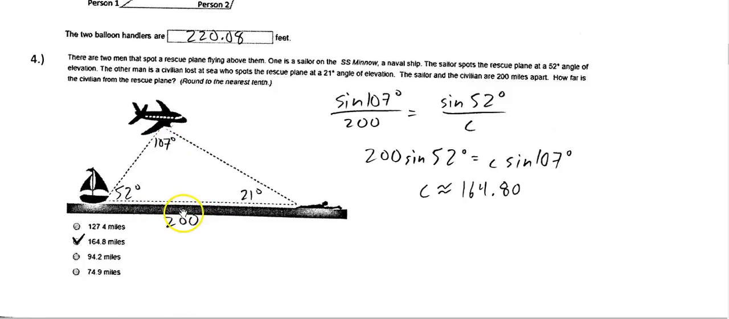So this time I was able to use law of sines to solve for the missing value. They specifically wanted the distance from the civilian lost at sea to the plane, so I know that I want to use the sine of 52 over this unknown length, and then I set it equal to the angle side pair I do have, sine of 107 over 200. So you would just cross multiply this, which I showed here in the next step, and then divide by the sine of 107 degrees.